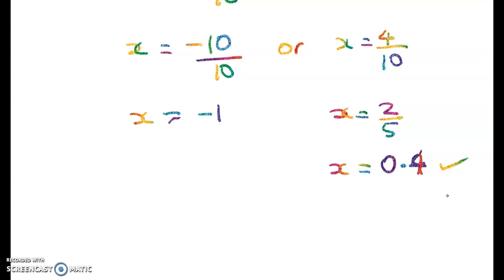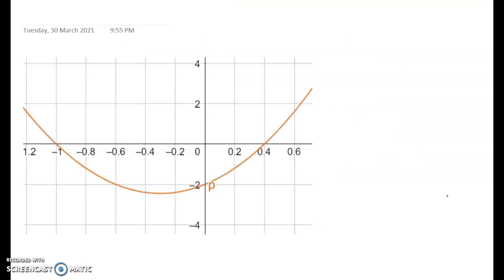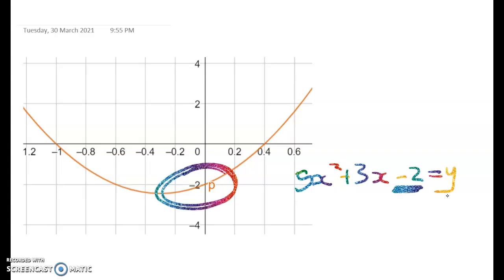Let's just quickly look at the graph and see if that fits. Yep, here it is here. Okay, so 5x squared plus 3x minus 2. This is y. You can see the y-intercept on here. You can see the 0.4 root, and you can see the negative 1 root.